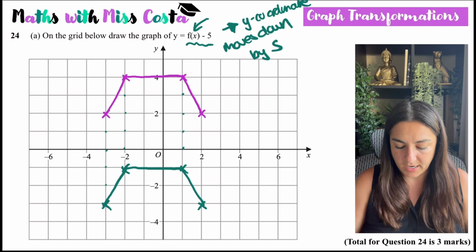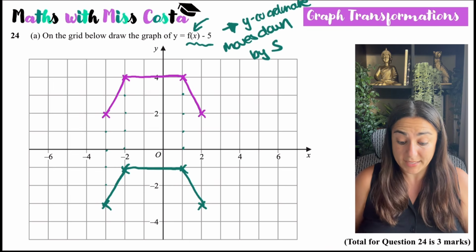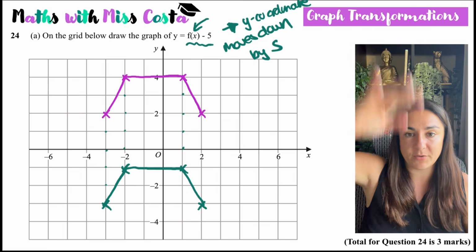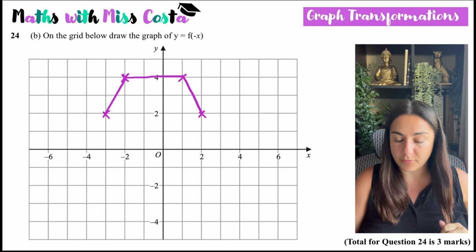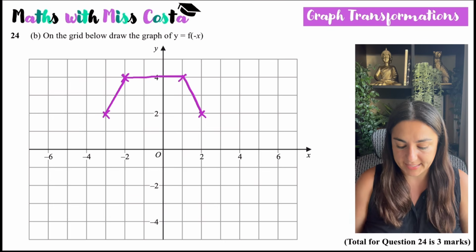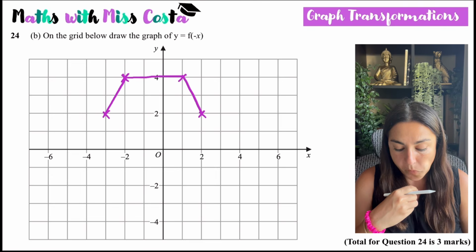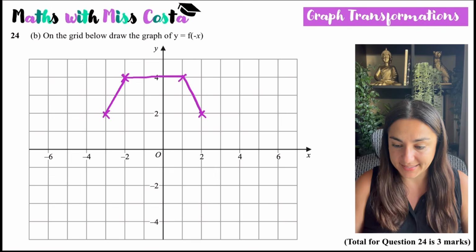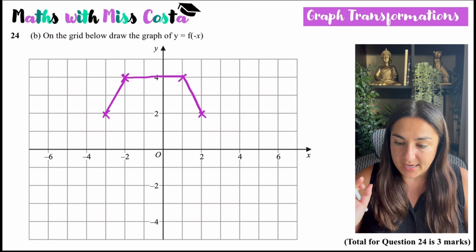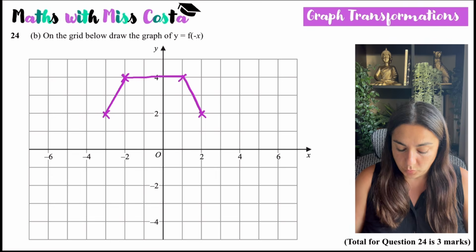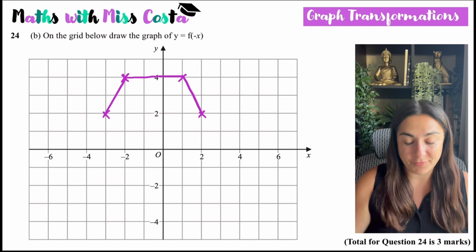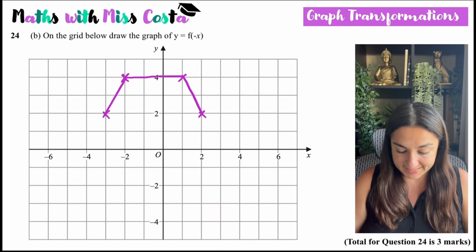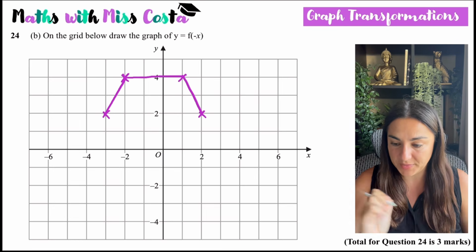Okay, so when something's happening outside of the function, you do what it tells you to, but it's dealing with the y-axis, so it's whether it moves up or down. The next part says, on the grid below, draw the graph of y equals f of minus x. Now, this is a little bit trickier. When it's inside of the function, it's dealing with the x-axis. Because we're dealing with the x coordinates, every x coordinate is now going to be the inverse of what it was. So the y values stay the same, but we do the inverse of the x coordinates.